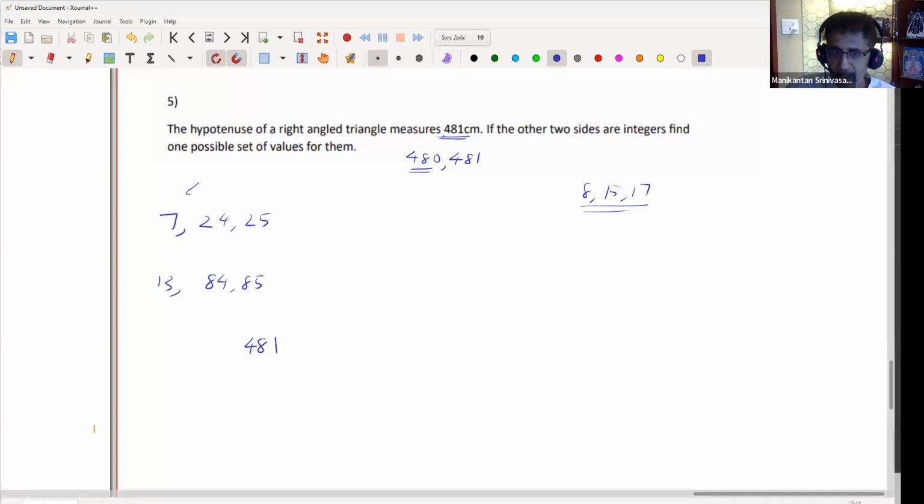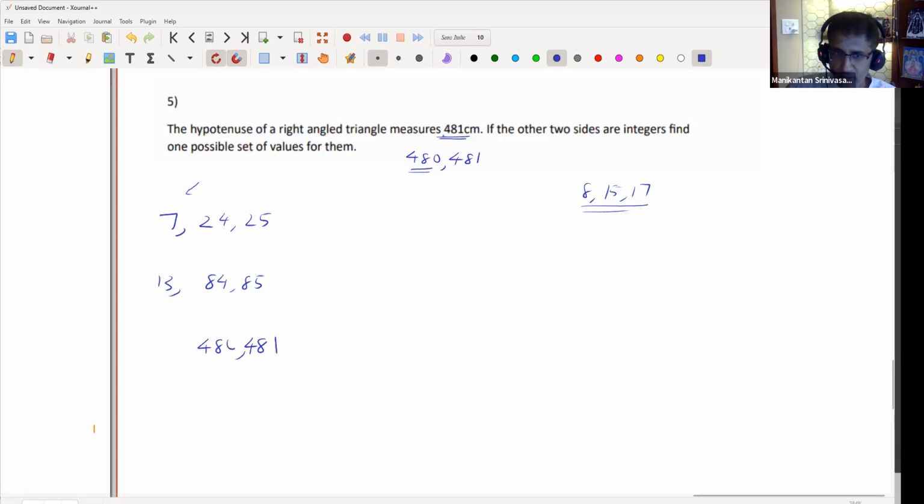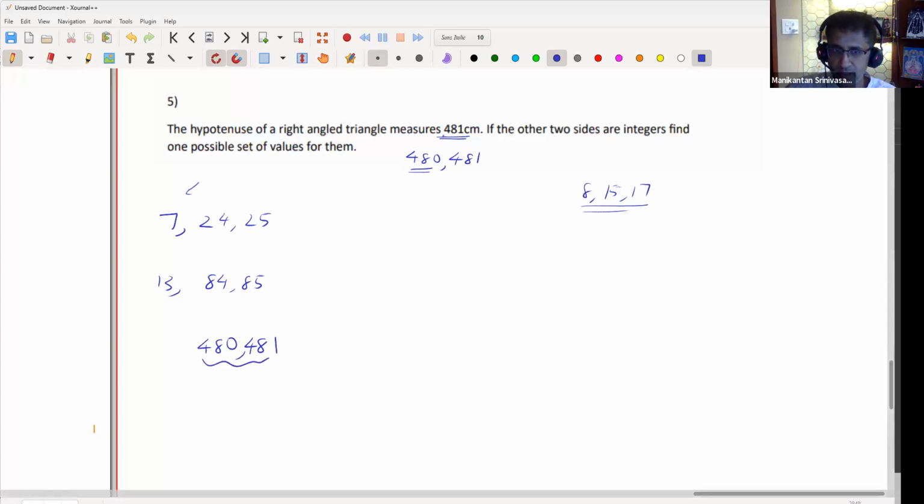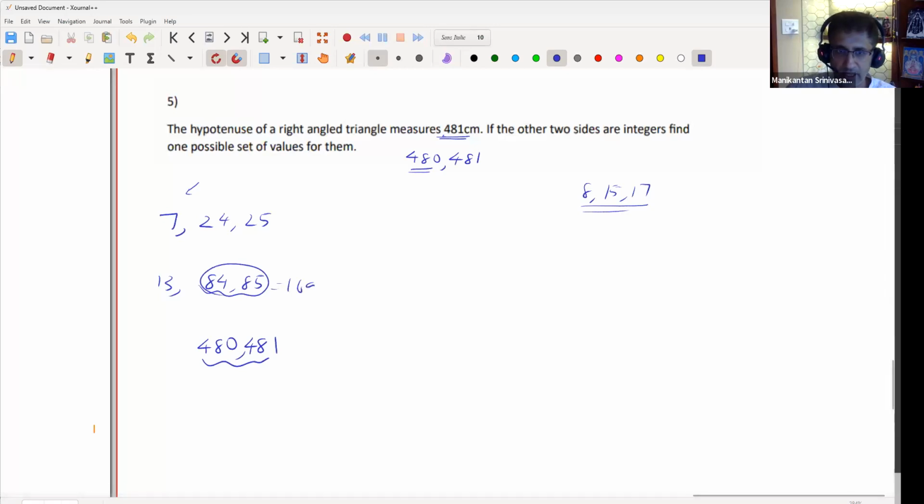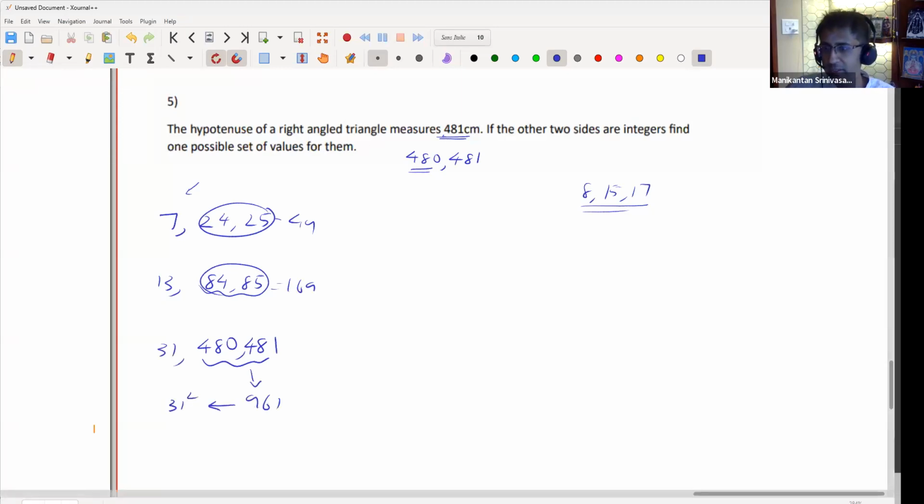So 481 is given. So I can guess the previous one to be 480. I add these two, just like I added these two and got 169, and I added these two, I got 49. If I add these two, I get 961, which you know is a perfect square, which is 31 square. So that's what I immediately put, 31 here. So you don't have to do any big squares. So what's the formula?